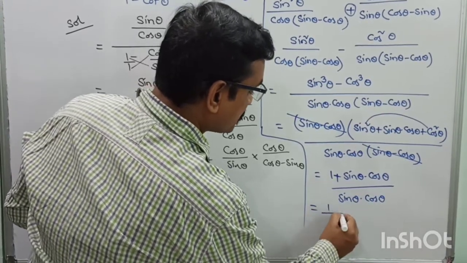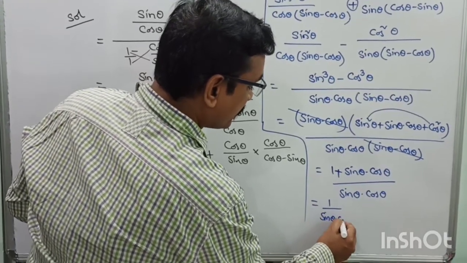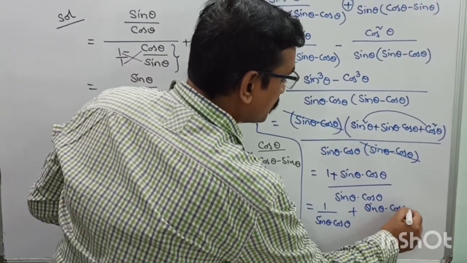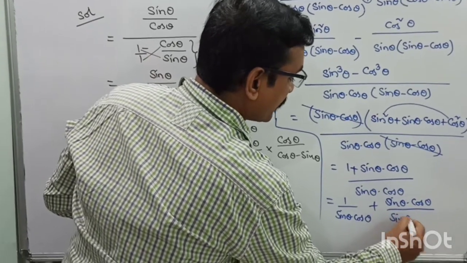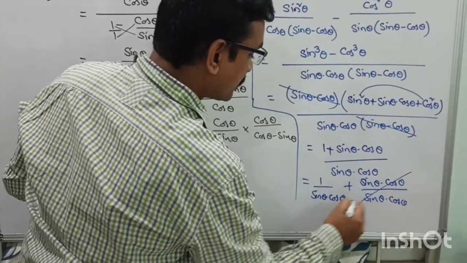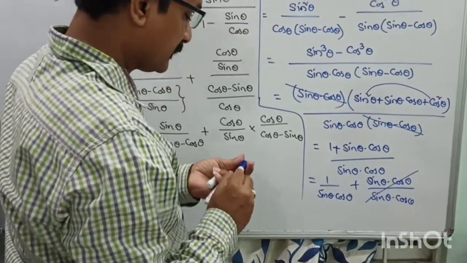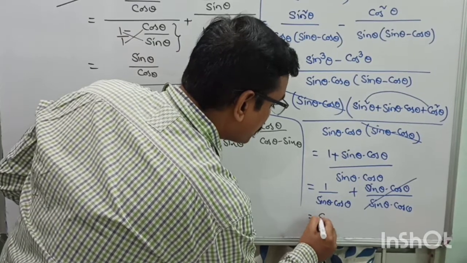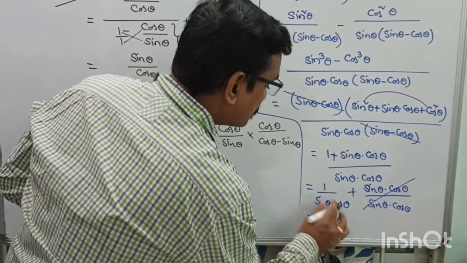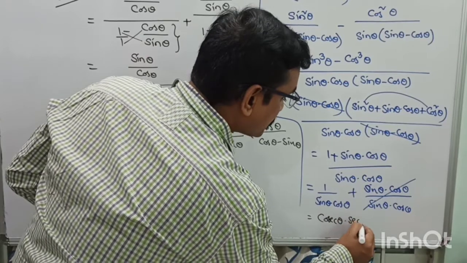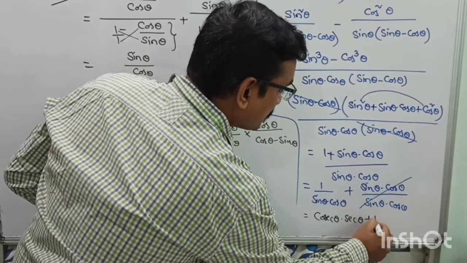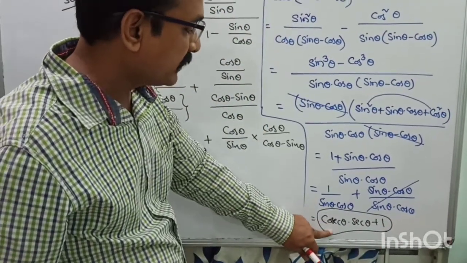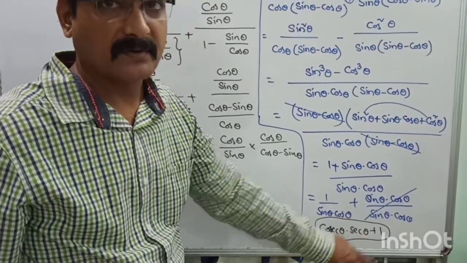Now this one we can write as 1 by sin theta into cos theta plus sin theta into cos theta by sin theta into cos theta. This both get cancelled. 1 by sin is cosecant, so cosecant theta. 1 by cos is secant theta. Here both are cancelled. Answer is 1. So the required answer is cosecant theta into secant theta plus 1.